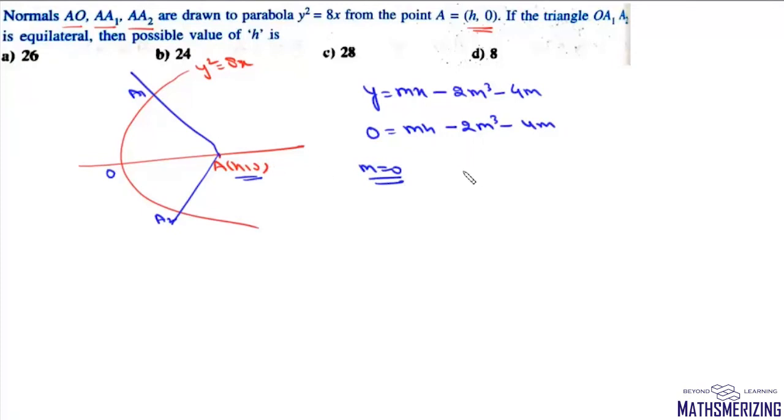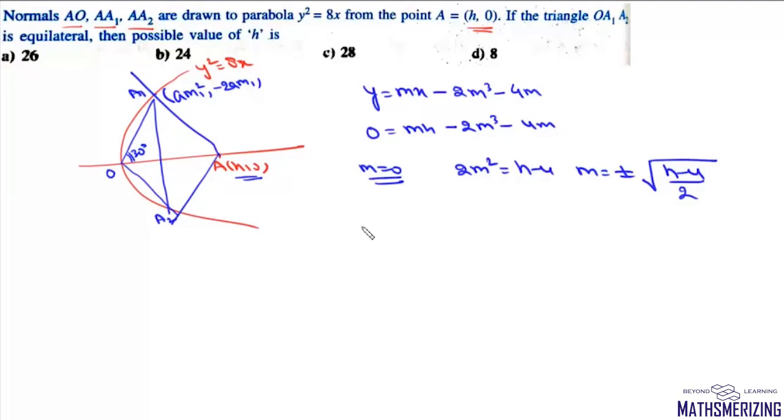And then we'll have this other condition, which is 2m square equals h minus 4. So in this case, we'll get the value of m as plus or minus under root of h minus 4 by 2. Now we know that for any normal, the foot of the normal is am square, minus 2am. Now it also says this triangle OA1A2 is an equilateral triangle.